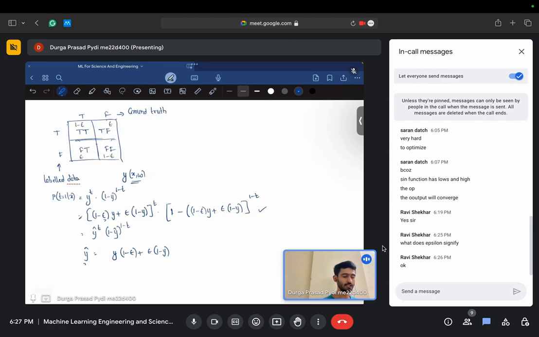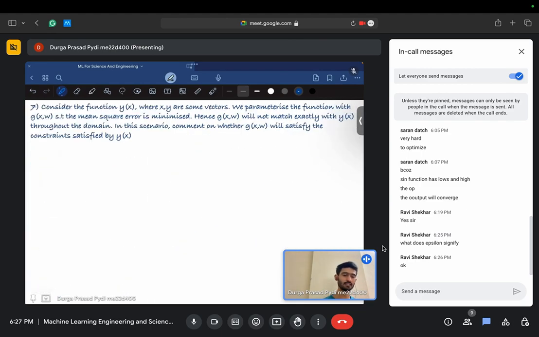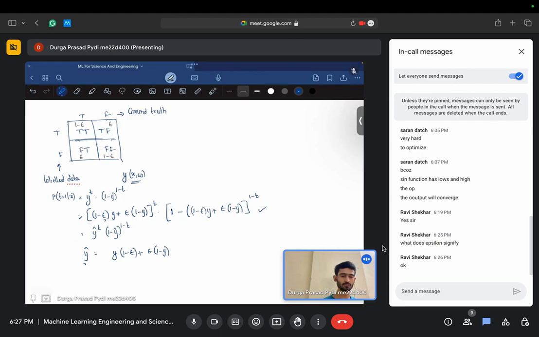Now if you substitute epsilon equal to 0, you will eventually get back your binary entropy function, which otherwise is this particular function. So I hope this is clear. Are there any other queries in this before we move on to the next question?